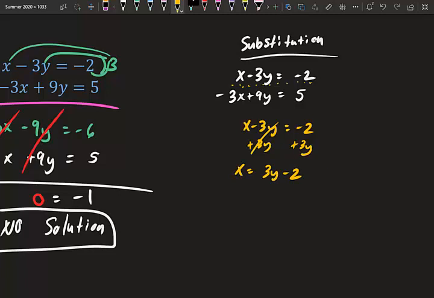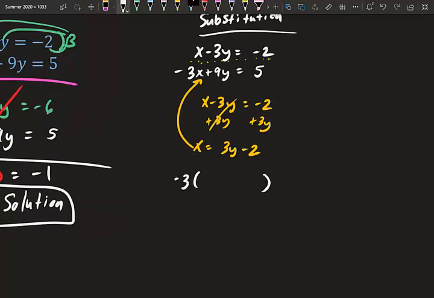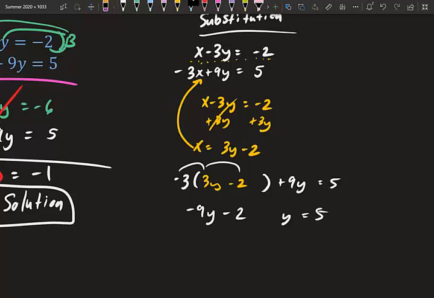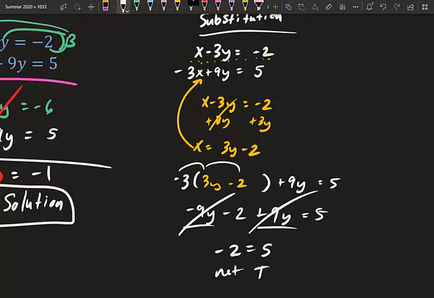In the equation we didn't work with, I'm going to plug it in as x. We have negative 3 times x, which is 3y minus 2, all plus 9y equals 5. Let's distribute. We have negative 9y plus 6, plus 9y equals 5. When we combine like terms, negative 9y and positive 9y cancel, so we have negative 2 equals 5. That's not true. Since that is not true, it's no solution.